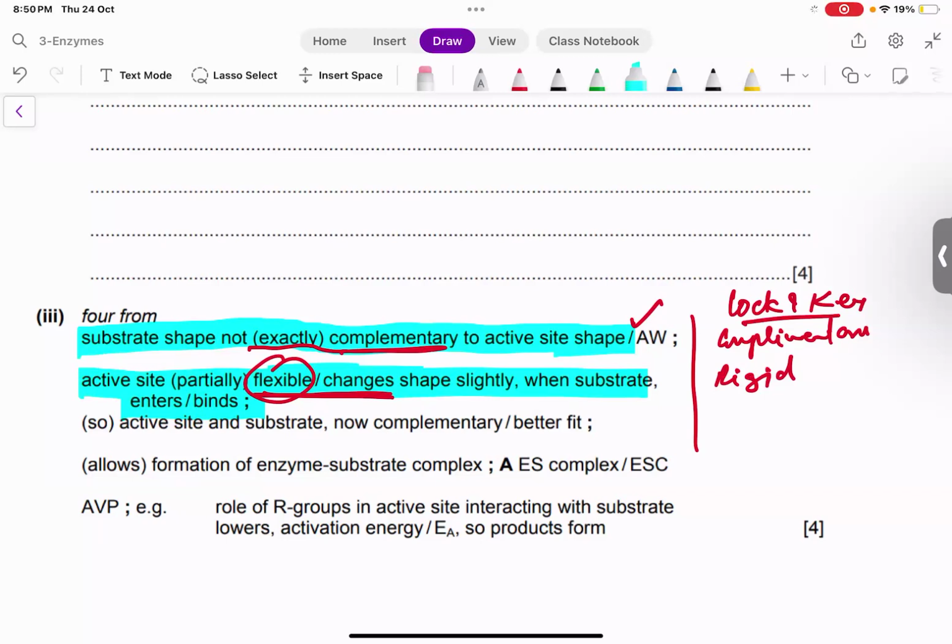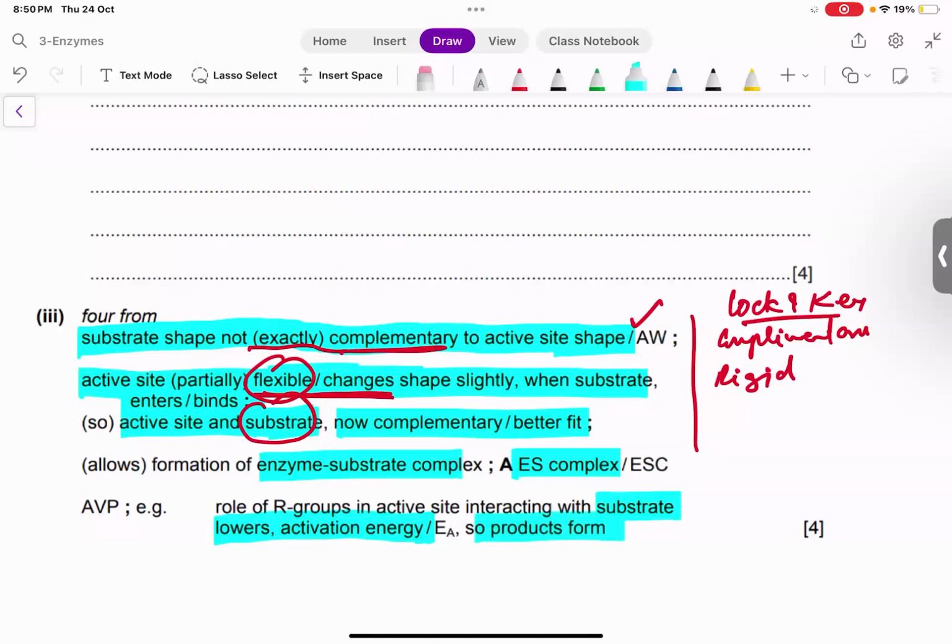And once the enzyme and substrate bind together, the substrate induces a change in the active site so that now it becomes complementary and it is a better fit. It makes an enzyme substrate complex, and then, once the enzyme substrate complex is formed, the substrate is converted into the product by the enzyme by lowering the activation energy. So the products are formed. As the products are no longer complementary to the shape of the active site, they come out of the active site. So there are 4 points.